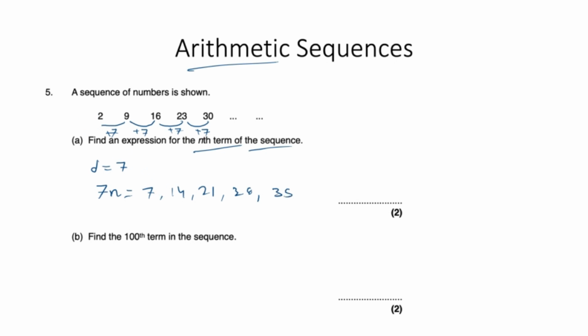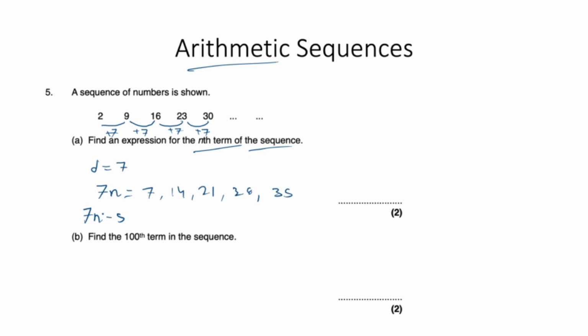So 7 to 2, you just have to subtract 5. 14 to 9, you just have to subtract 5 again. 21 to 16, you just have to subtract 5. Okay, so we have to subtract 5 from each term. So 7n minus 5. And you can always test it out.